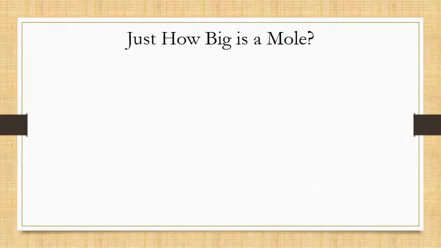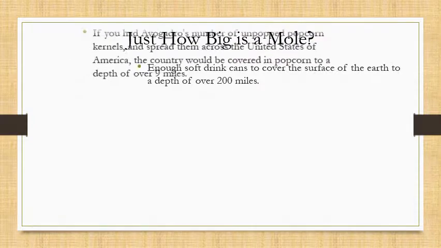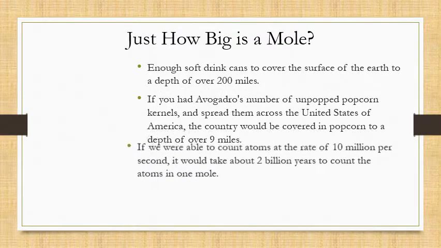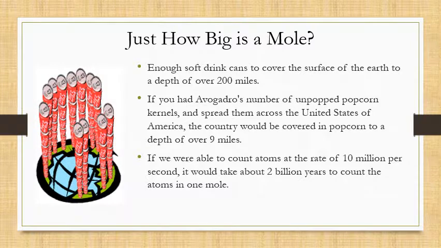So just how big is this mole? Well, if you had enough soft drink cans, the surface of the Earth would be covered to a depth of over 200 miles. If you had Avogadro's number of unpopped popcorn kernels and spread them across the USA, the country would be covered to a depth of 9 miles. And if you were able to count the atoms at a rate of 10 million per second, it would take about 2 billion years to count the number of atoms in 1 mole. So it's actually a very large number.